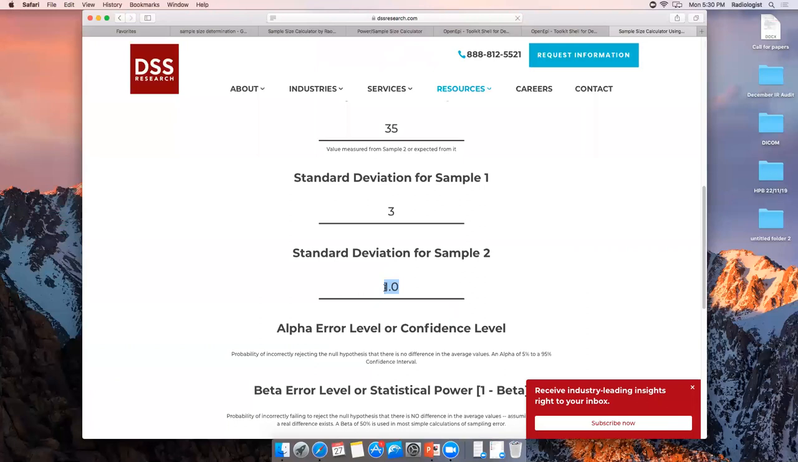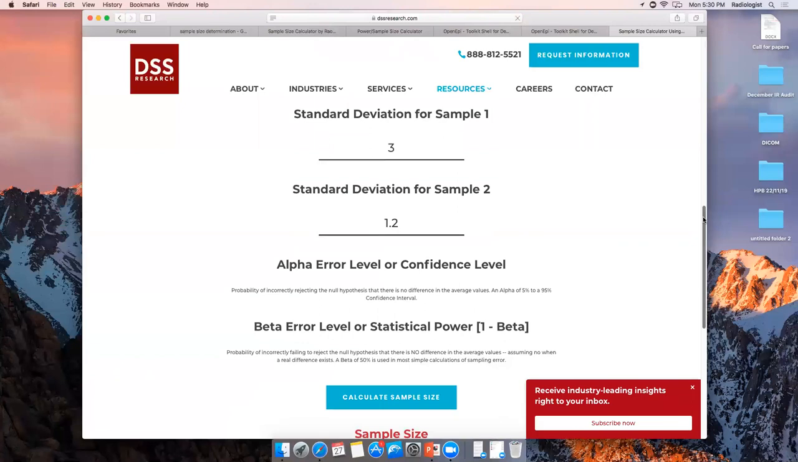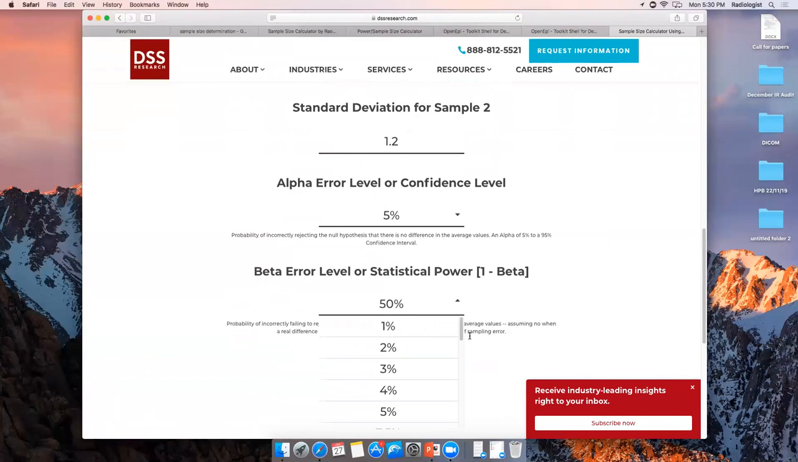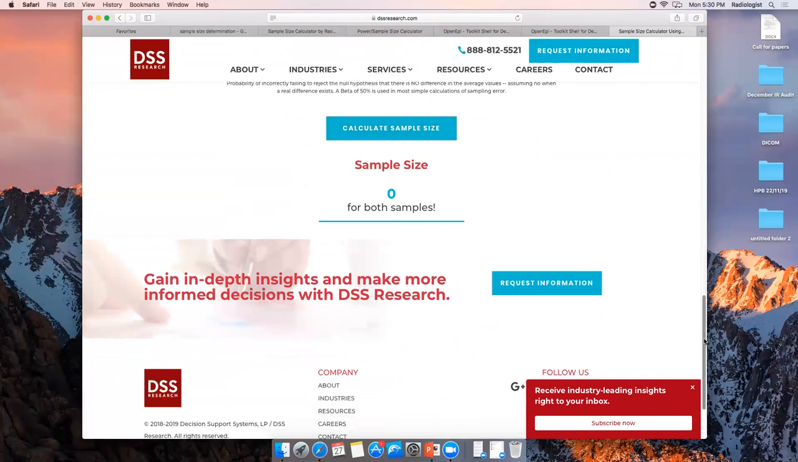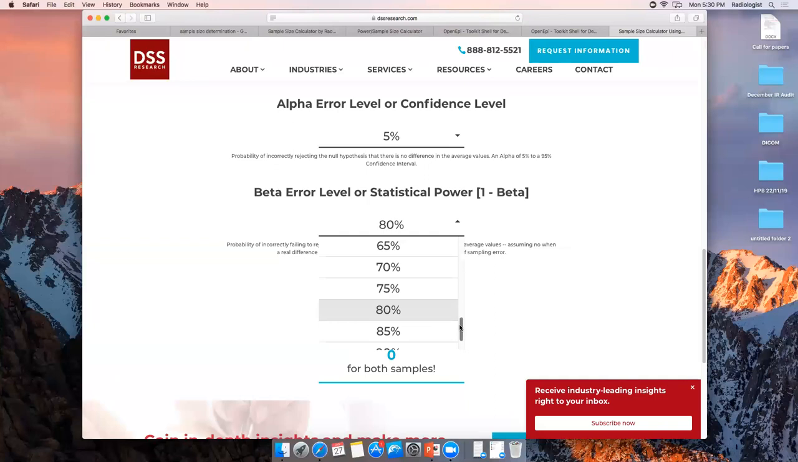I can make up some figures. The alpha level is 1.2. The power, you want 80% power. Here it has 50%, you just click down and you can set the power at 80% or beta 20%. And then you just calculate sample size. And this tells me the difference is so large, with power 20%. Let me see, 20% beta.